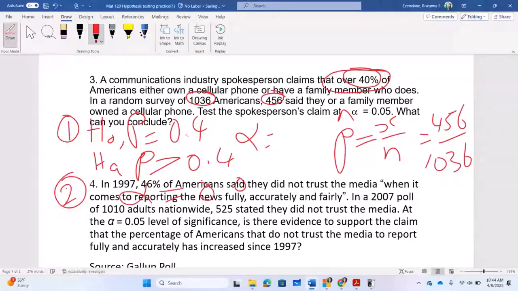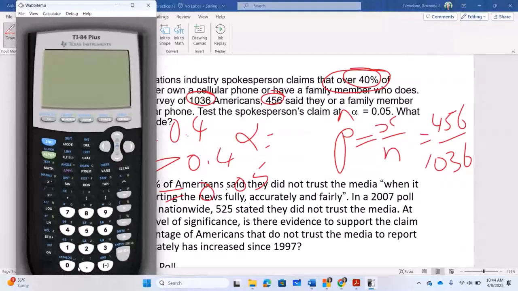That's step 2. Step 3 is find the critical value. The critical value is inverse norm, 0.05. I will not divide by 2 because it's a one tail right. So I will not divide by 2. The critical value for a one tail right test, that's what I'm looking for. So you have to be careful. You need to know what you're looking for.